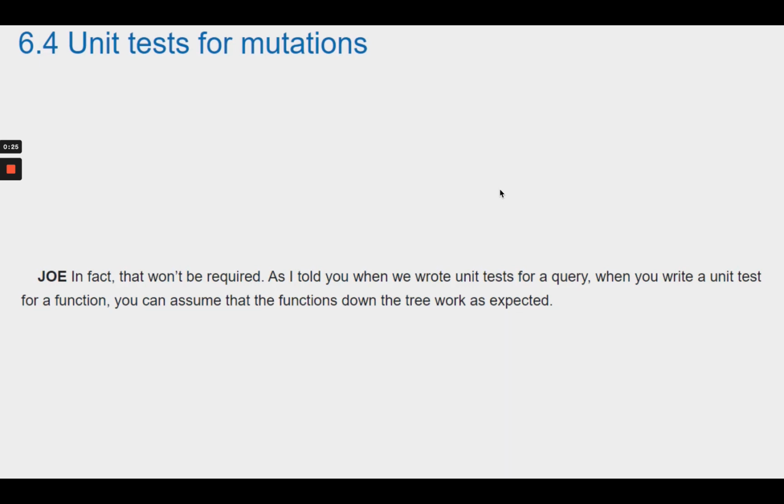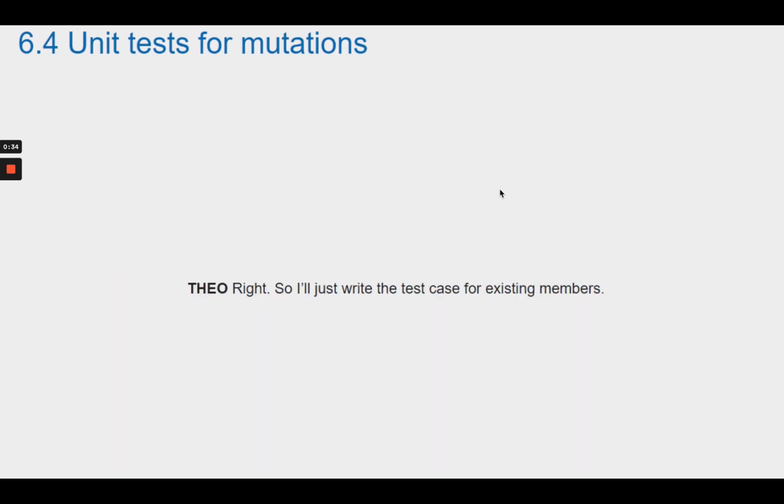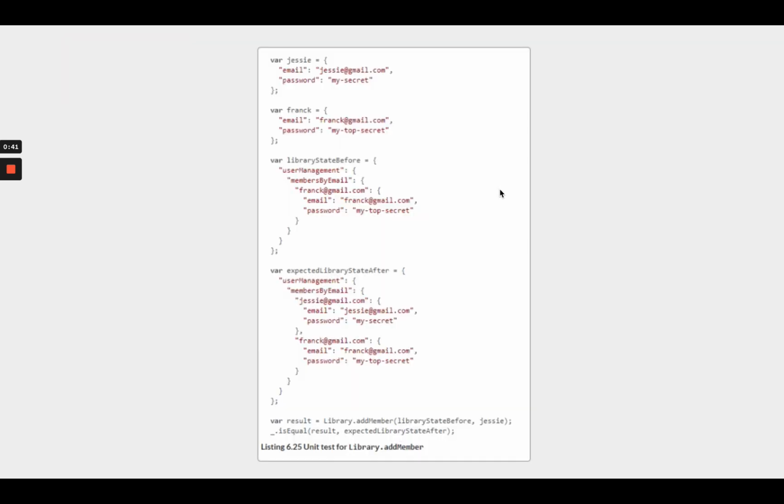As I told you when we wrote unit tests for a query, when you write a unit test for a function, you can assume that the functions down the tree work as expected. Theo: Right, so I'll just write the test case for existing members. Joe: Go for it. Theo starts with a copy and paste of the code from the usermanagement.addMember test case with the existing members in listing 6.23. After a few modifications, the unit test for library.addMember is ready.